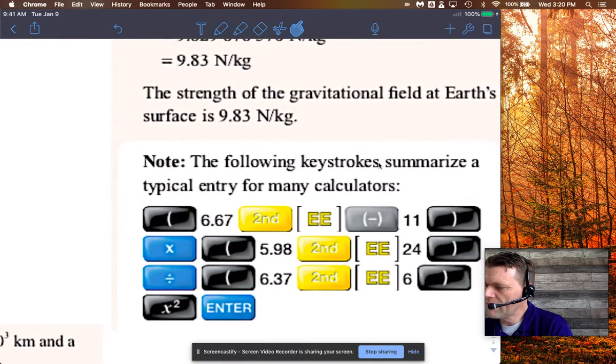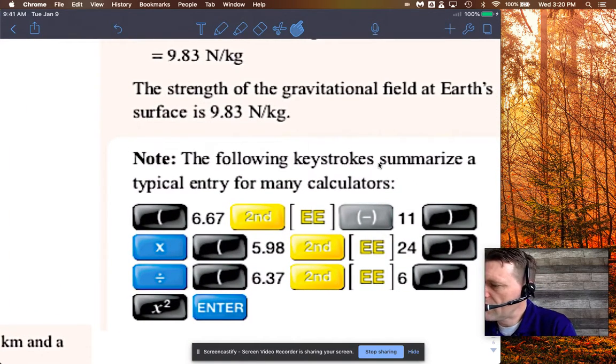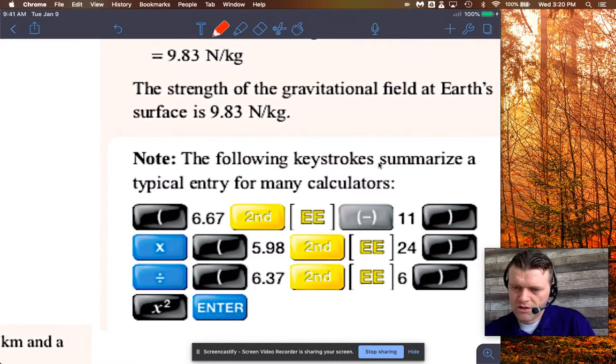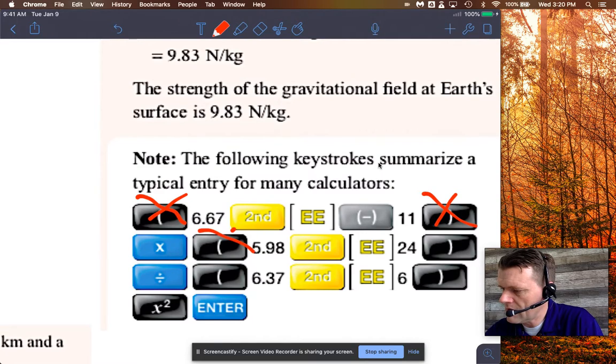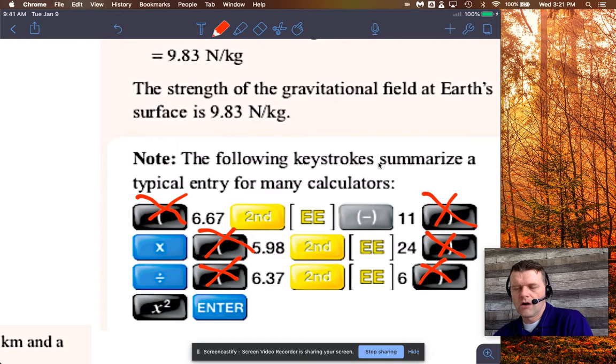So if you look here, if you have the TI-83s, you can test this if you want, but I'm pretty sure it's universal across all the TI-83s. But I don't think you need to use the brackets. Your calculator is pretty smart, and if you're using that EE button, it will know that you are doing a power of 10 calculation. You should be able to punch in 6.67 second function EE and then hit -11 and then just go times 5.98 second function EE to the 24th and so on.